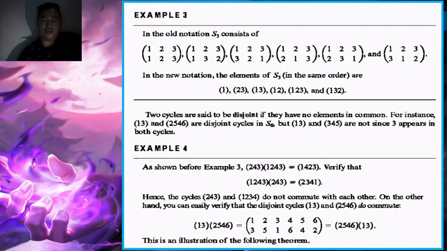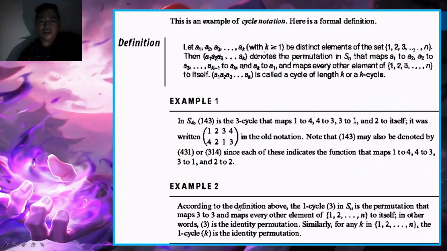So, example number 2. According to the definition, the one cycle (3) in Sn is the permutation that maps 3 to 3, and maps every other element from 1 to N to itself. So in other words, this (3) is the identity permutation. Similarly, for any K from 1 to N, the one cycle (K) is the identity permutation.